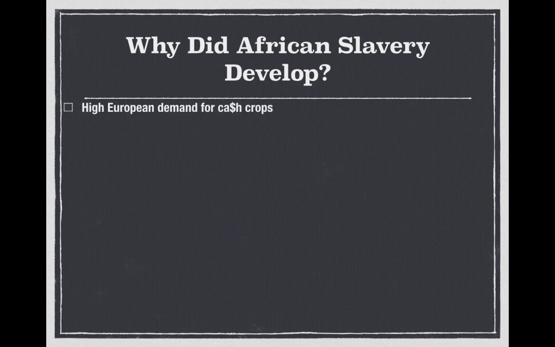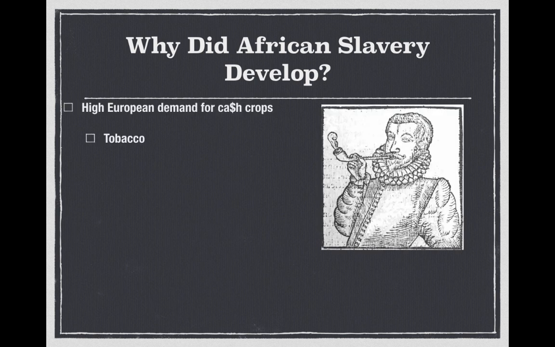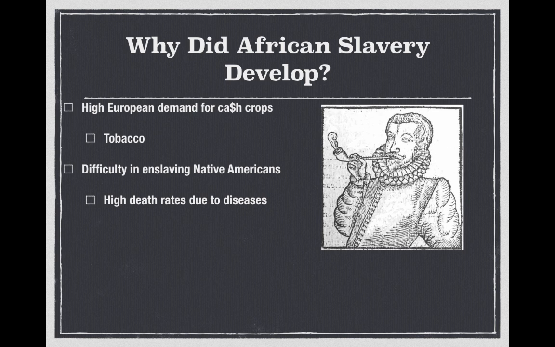There's a high European demand for cash crops, specifically tobacco, that we've talked about in the previous videos. And tobacco requires a lot of work on plantations. There's also a difficulty in enslaving Native Americans because they knew the land well, they could run away, but unfortunately many of them died due to European diseases, so there's a high death rate.